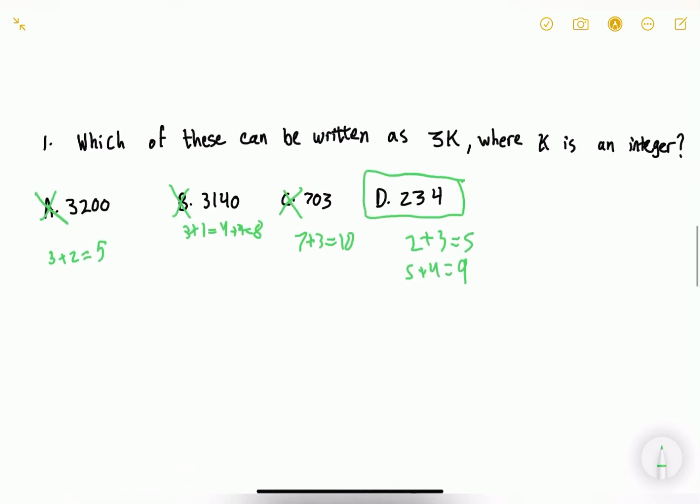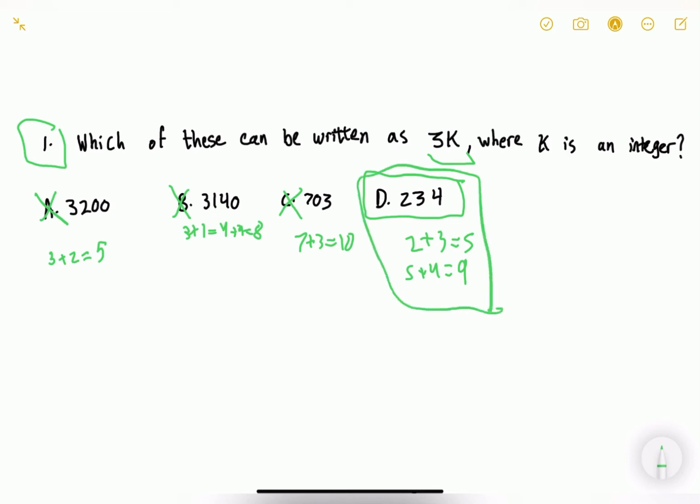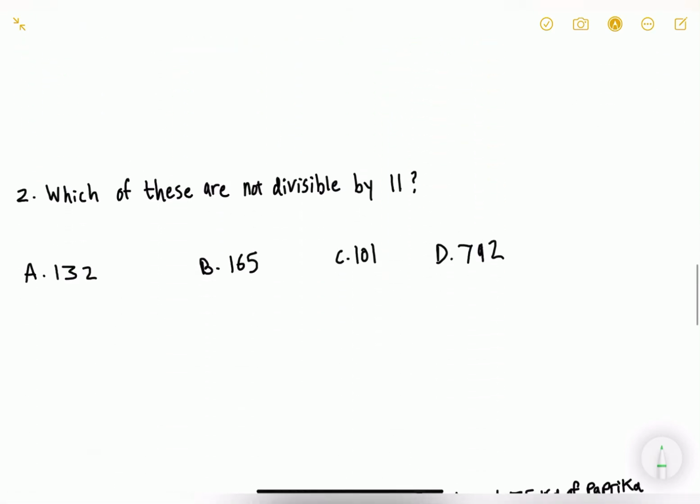I know this question can actually be very tricky. It can be tricky because it is worded in a weird way, and you wonder what they mean. They didn't really ask you to find if it's divisible by 3, but they did. If you look closely, they're asking which of these can be written as 3k, which means it can be divided by 3. It is D. Okay, let's move on to number 2.